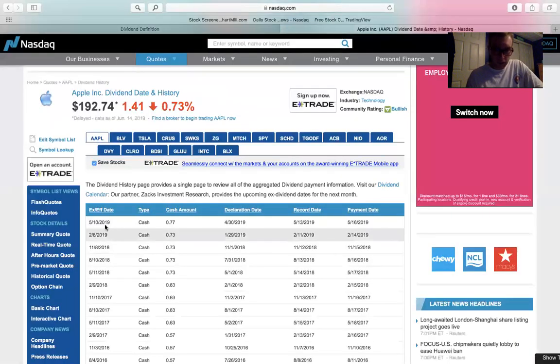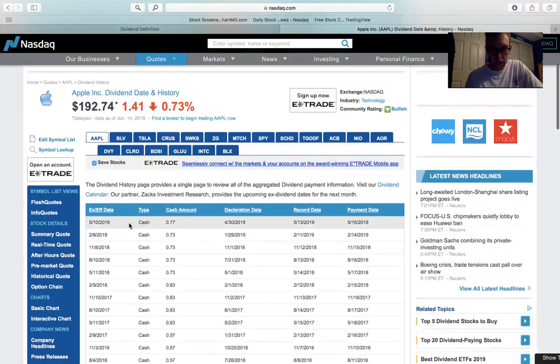So right here, if you want to see, here's Apple's last dividend payout. It was on May 10th of last month, and their payout was 77 cents. So say you own 100 shares, at 77 cents a share, you would end up getting $100, or excuse me, $77 in dividends.